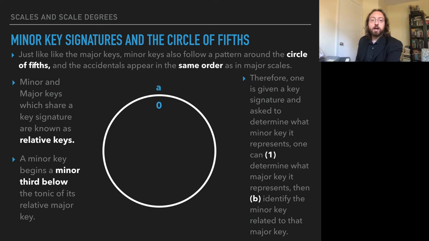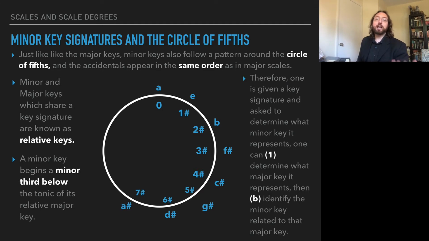So as we go around, we see that the same pattern emerges. We'll start with the sharp keys. We go up a fifth to E, that's going to have 1 sharp, E minor. Up a fifth to B, 2 sharps, and we go around the clock and complete that until we get to A sharp minor, which has 7 sharps. Same, a similar principle to the major clock.